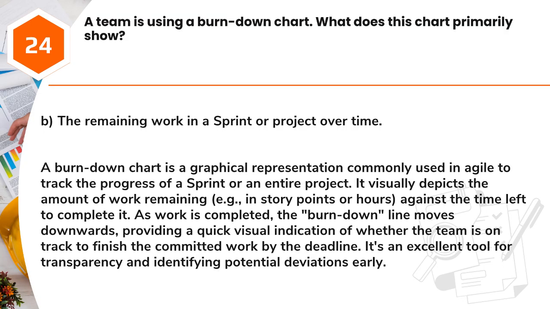Answer: B. The remaining work in a sprint or project over time. A burndown chart is a graphical representation commonly used in Agile to track the progress of a sprint or an entire project. It visually depicts the amount of work remaining, e.g., in story points or hours, against the time left to complete it. As work is completed, the burndown line moves downwards, providing a quick visual indication of whether the team is on track to finish the committed work by the deadline. It's an excellent tool for transparency and identifying potential deviations early.